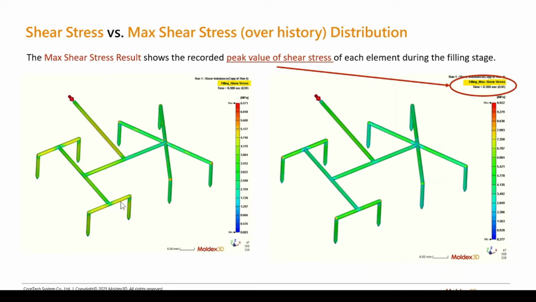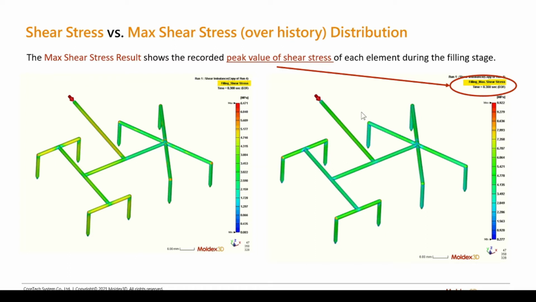Another important designation to make between the outputs of shear stress is shear stress versus maximum shear stress. Shear stress gives the value at the current time instant. So in this case, at 0.308 seconds, or the end of fill, this is the shear distribution. However, unfortunately, as the material begins to slow down, remember the shear stress is derived from the velocity of the flow. So as the material begins to slow down towards the end of fill, that shear stress is actually going to start to diminish. All right, so as such, we actually created this max shear stress result.